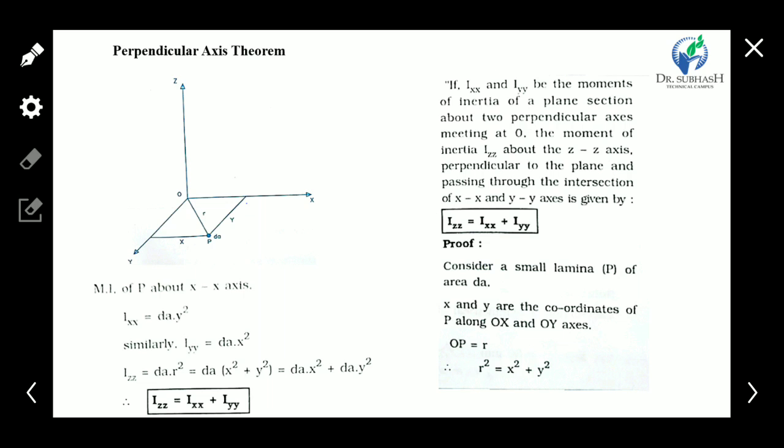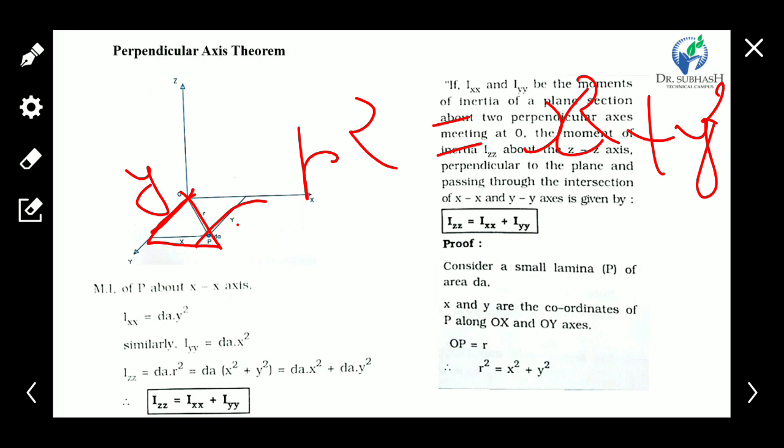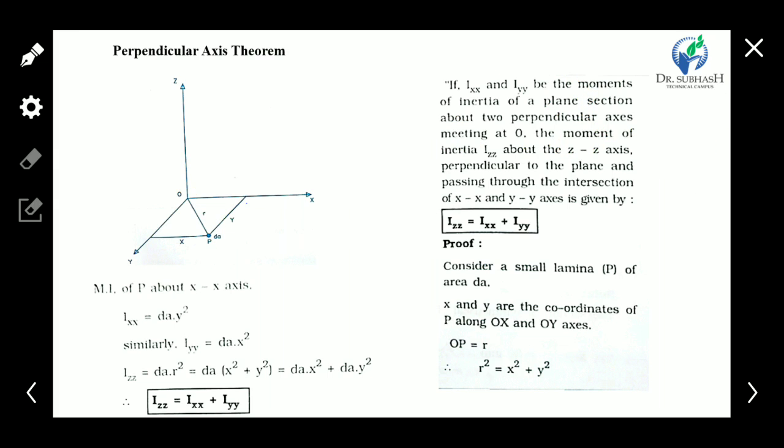OX and OY axis. Now OP is r, which is also the coordinate value about the Z axis. From trigonometry, r square is equal to x square plus y square. If we consider this triangle, then r square is equal to x square plus y square. We very well know that r square is equal to x square plus y square.